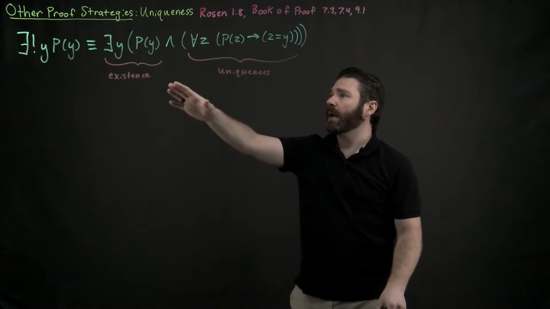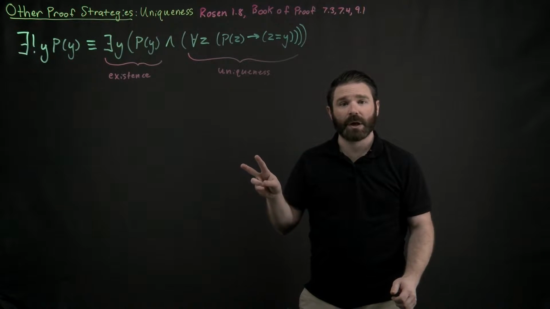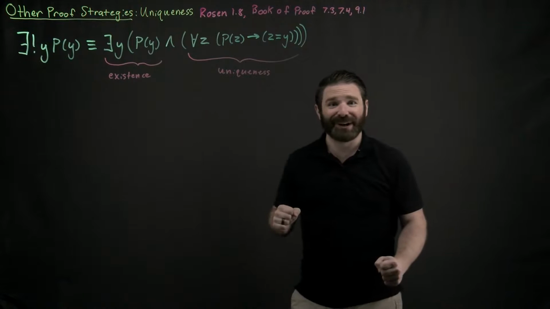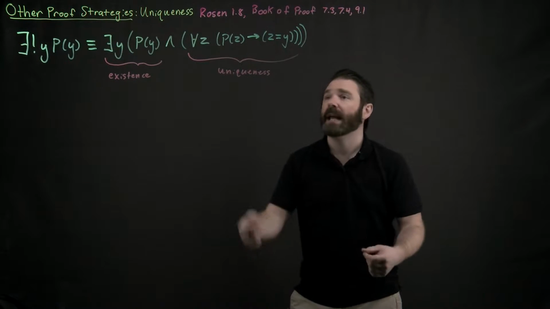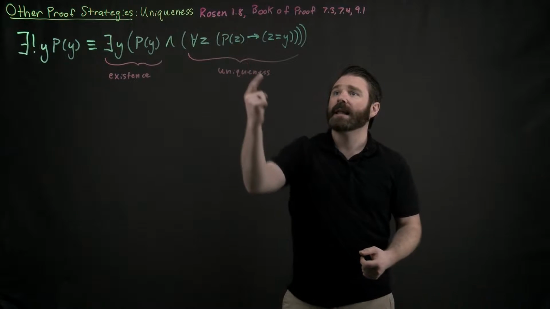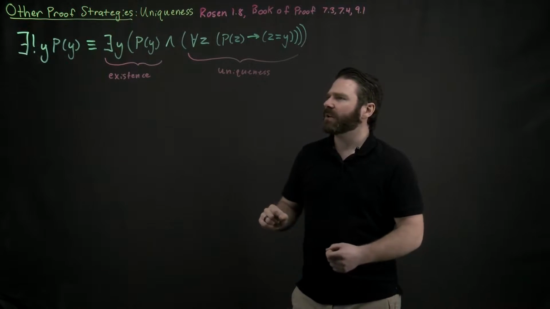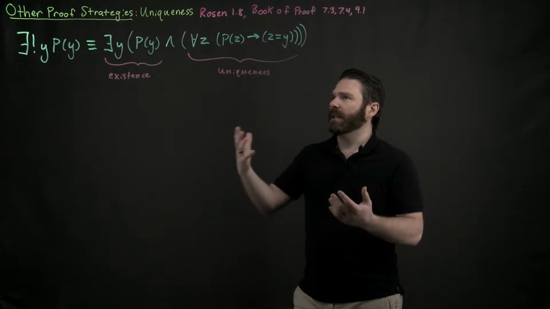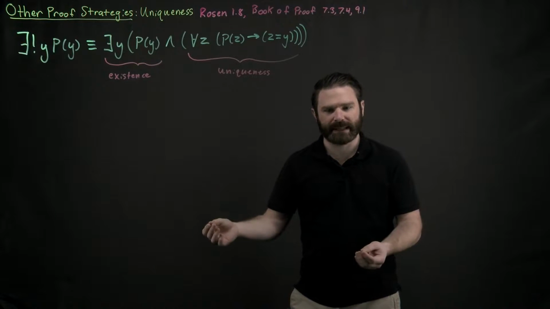For any uniqueness proof, it's basically going to break down into two steps. One is you actually have to go and find one that exists, and the second step is you have to show that it's the only one. If there's any other solution, then it's actually the one that you originally found over here. So let's go ahead and see this uniqueness proof strategy in action with the following example.